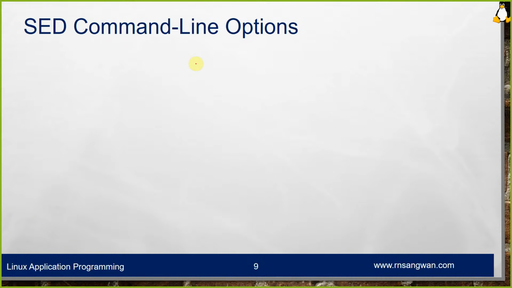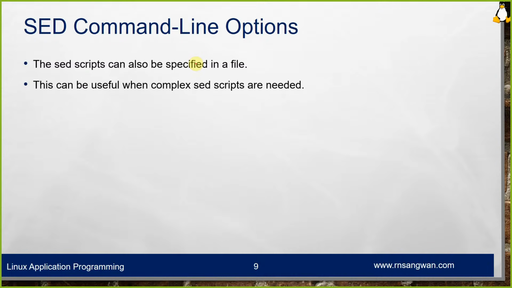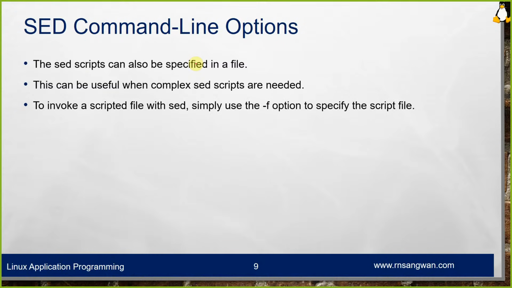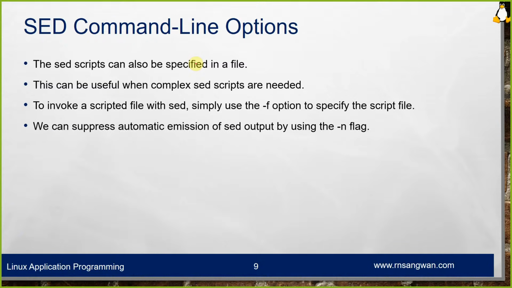Command line options for SED. The SED script can also be specified in a file. This can be useful when complex SED scripts are needed. To invoke a script file with SED, you can use -f, and that makes it much more powerful. Just like awk, which we are going to discuss tomorrow, you can put your command transformations in a script file and then invoke SED with that file name using the -f option to specify the script file.